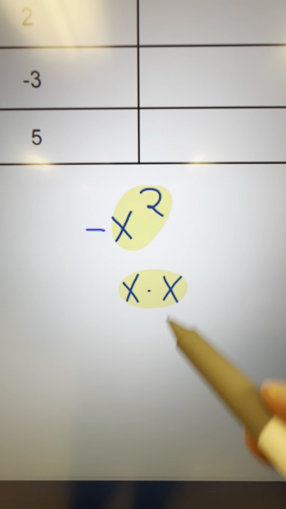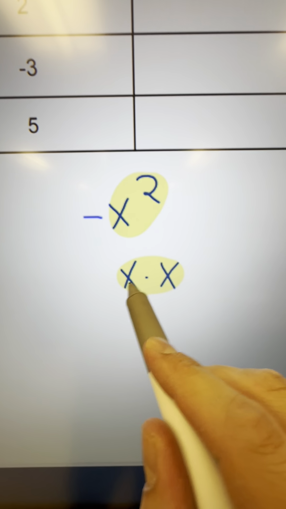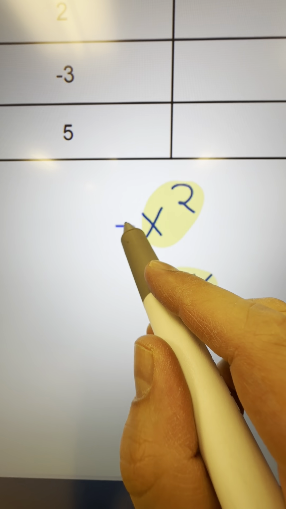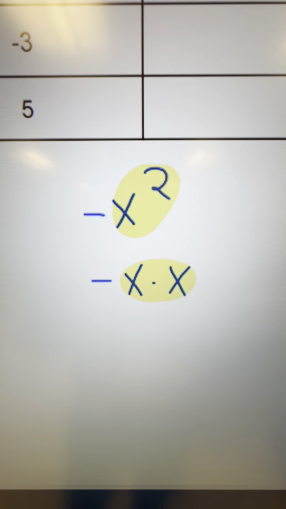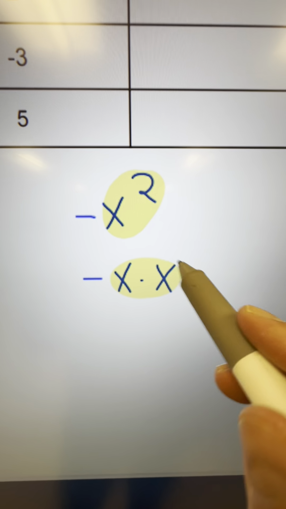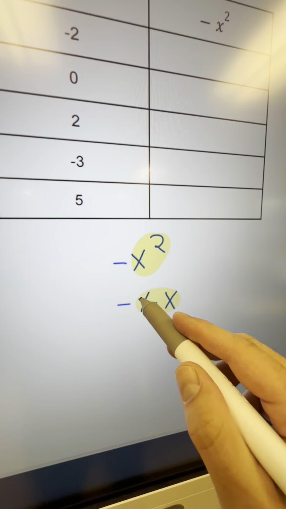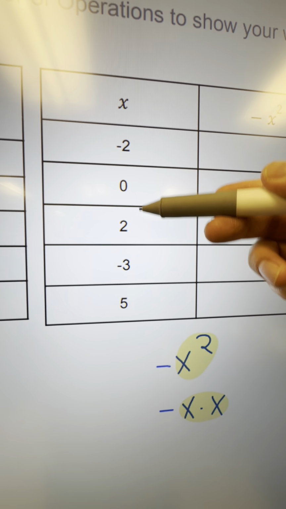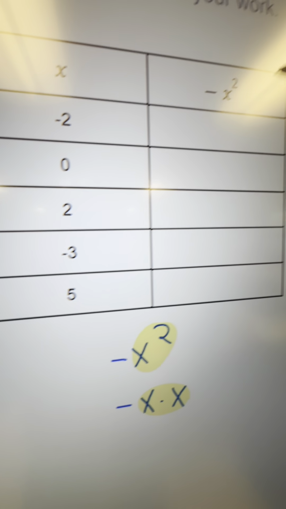So I'm highlighting it so you can see that if you expand x squared, you get this. Notice we have a negative sign out front, so we have to put that negative there. So negative x squared translates to negative x times x when you expand it. And now that we have this complete, all we have to do is start substituting each of these numbers so we can evaluate it in the expression.